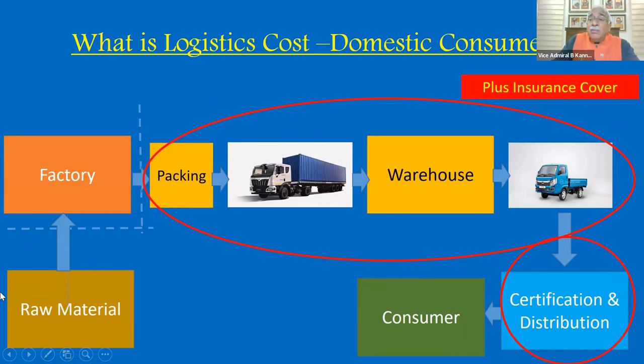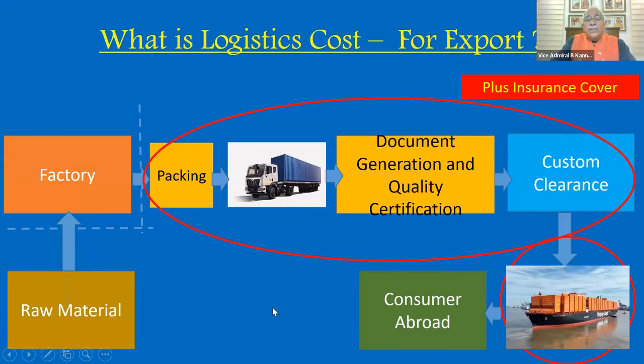Item is made in the factory. But after that, there is transportation, warehousing, and you have to also look at the certification, distribution. Finally, the consumer, you and me, when you buy it, what is in the red circle, that cost is added to it. And that you have to incur. Let's take an export order. Packing, maybe a little more packing to cater for the long journey it has to go. Transportation. Then there is some quality certification before it goes for custom clearance.